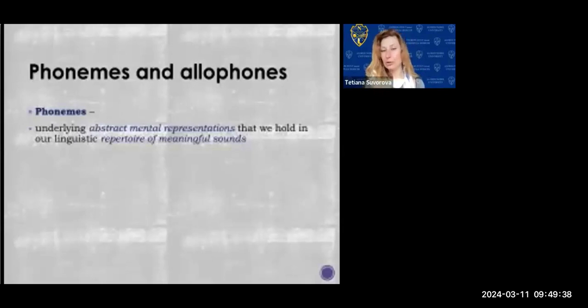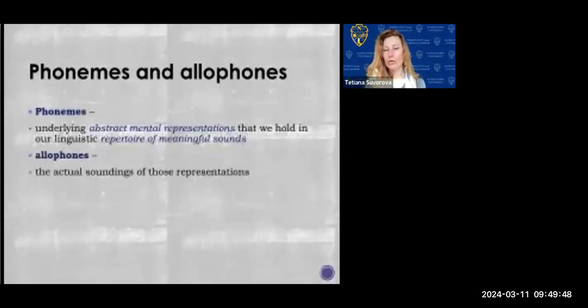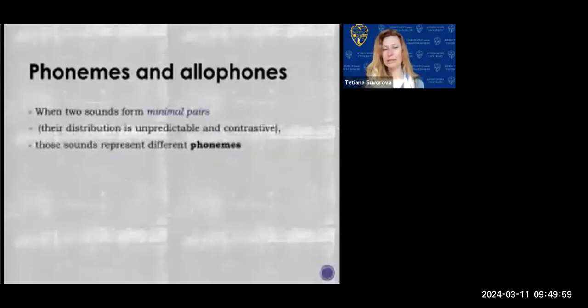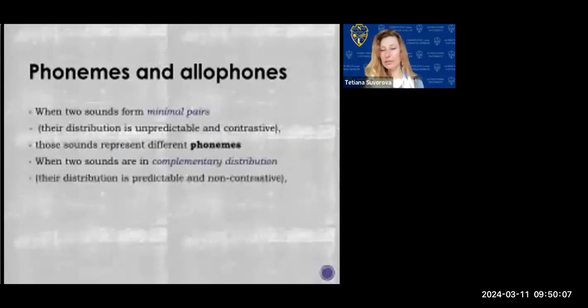Our linguistic repertoire of meaningful sound we call allophones. That is my personal realization, your personal realization of one and the same sound or phoneme. So in this respect, when two sounds form minimal pairs, they are called contrastive, and they realize different phonemes. But sometimes we speak about complementary distribution. It is predictable and non-contrastive usage.